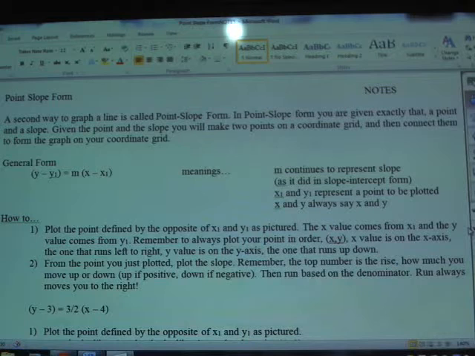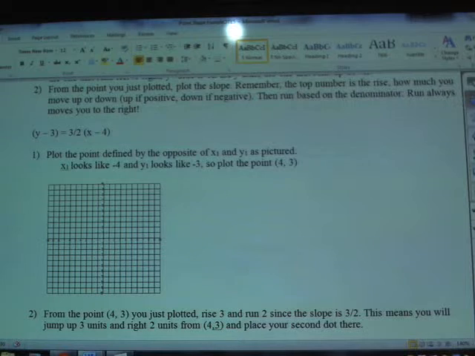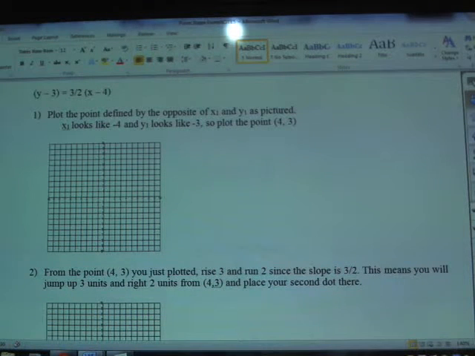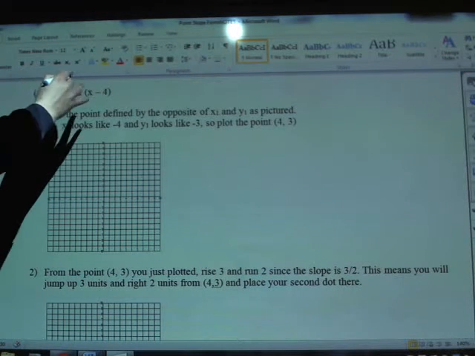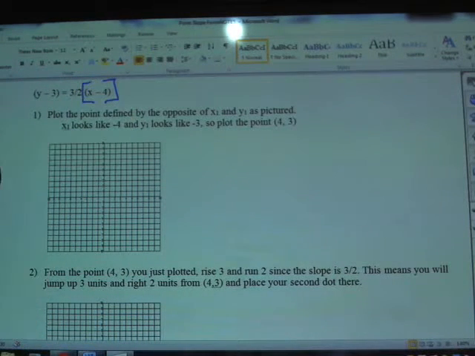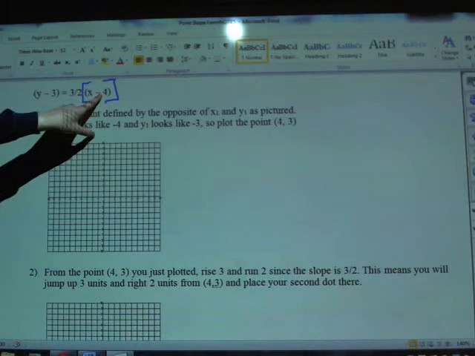So let's look at the example here that's thoroughly explained before we go into our independent practice. The question they've given us here is y minus 3 equals 3/2 times x minus 4. All right, so the first step there tells us to plot the point defined by the opposite of x sub 1 and the opposite of y sub 1 as pictured here. So, again, that point you need is matched up with its partner. We look at the x block, which is this x set of parentheses over here, for the x information. Now that looks like -4.